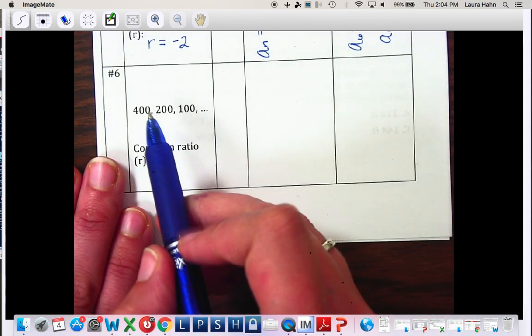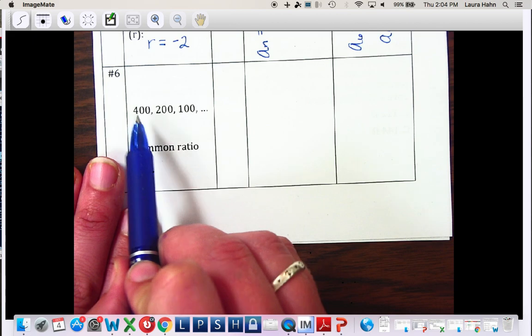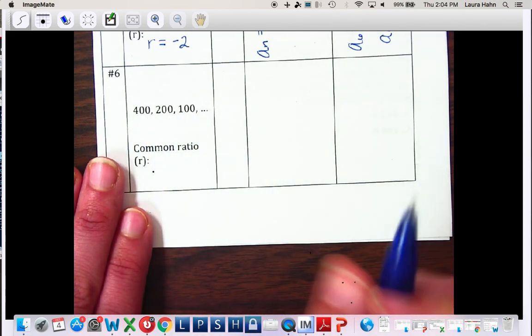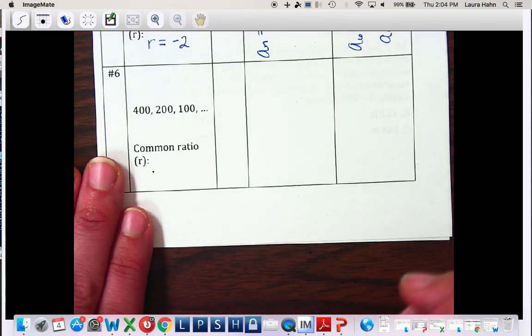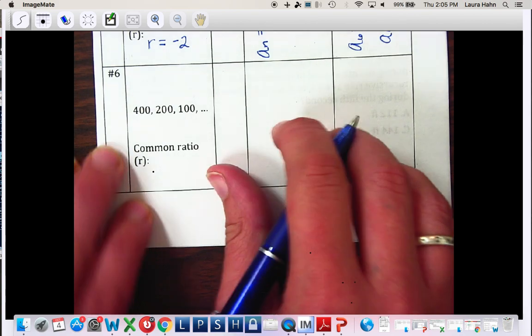All right. It's geometric, so I know we're multiplying. We're going from 400 to 200 to 100. Okay, the numbers are getting smaller, which means I'm multiplying by a number that's smaller than 1, which means it's a fraction or a decimal, right? So if you're not good at it, remember you can always work backwards.